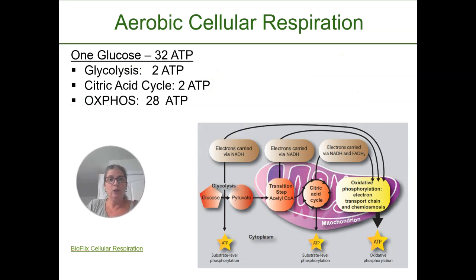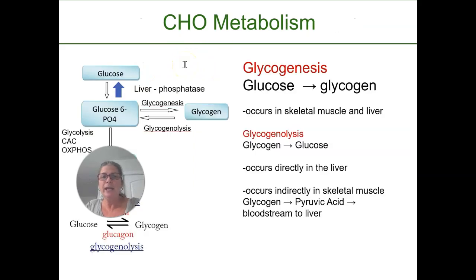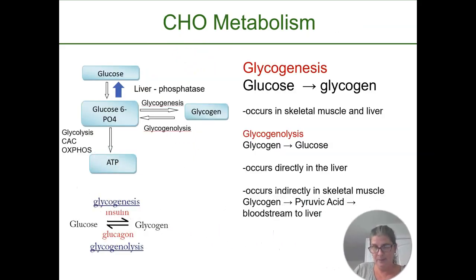Now, if we take a glucose molecule and we just look at the ATP, you don't have to memorize the exact number, but it's roughly 32 ATP for one glucose when you generate it aerobically with oxygen. If you do anaerobic, remember, it's only 2. So when we're looking at carbohydrate metabolism, remember that we can store glucose as glycogen, and we can also break it down. We can take glycogen and release it into glucose. You don't have to memorize this glucose 6-phosphate. It's just the intermediary molecule.